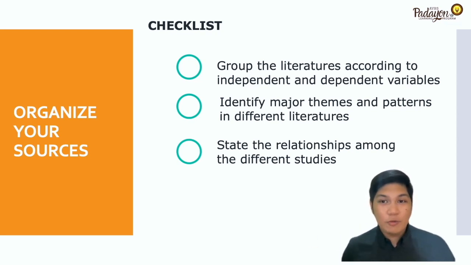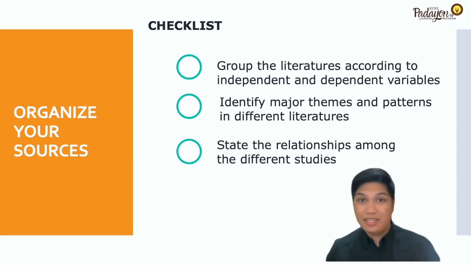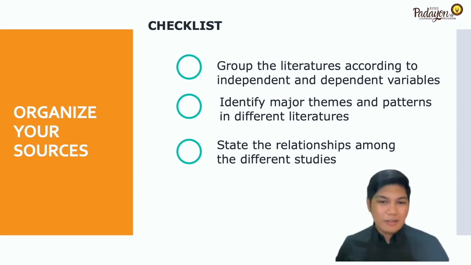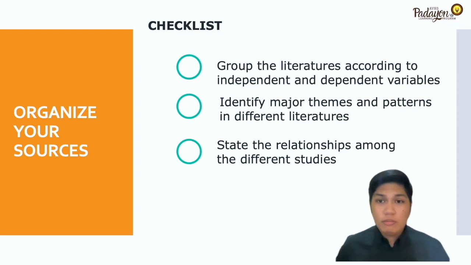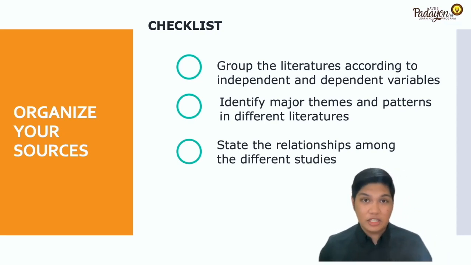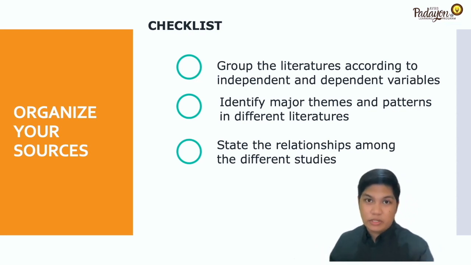Okay? So the first thing that you have to do is group the literatures according to independent and dependent variables. Usually we begin by talking about your independent variable and the dependent variable next. Second one is identify major themes and patterns in different literatures. What do you mean by themes and patterns in different literatures? Sometimes, yes, I know that these are different literatures. However, there would be instances where they can still be related to each other. So group those related arguments coming from different sources into one.